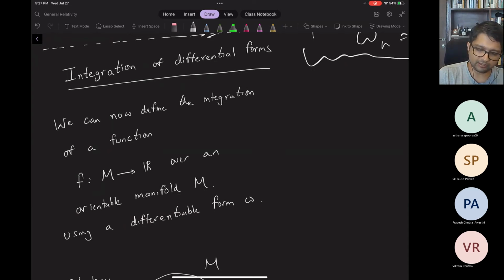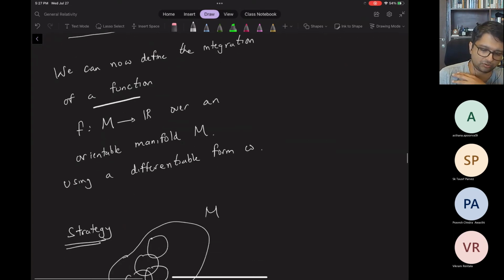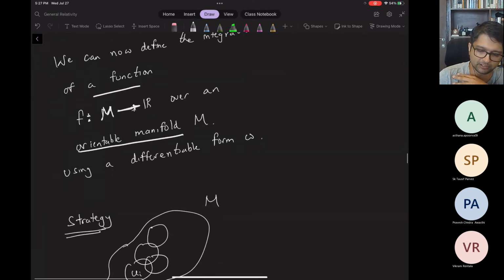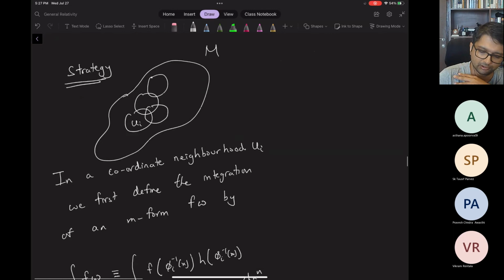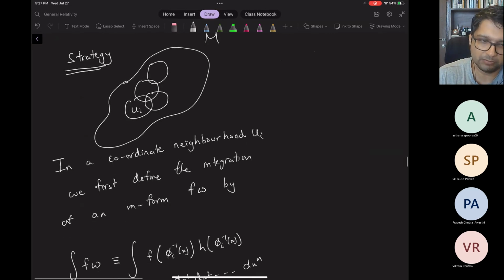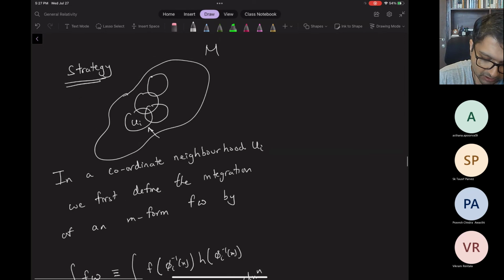Now you can define the integration of a function. So if I have a function from a manifold M to the real numbers, over an orientable manifold M, we can define the integration using a differential form omega of rank n. The strategy will be as follows. First, we'll define the integration over a particular coordinate patch. In this patch, we'll define the integration of the function f.